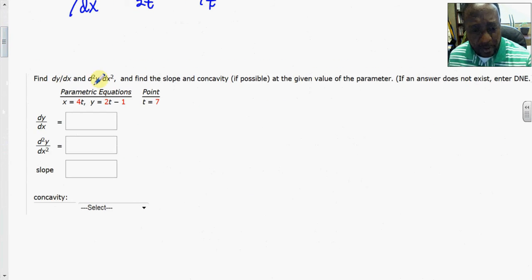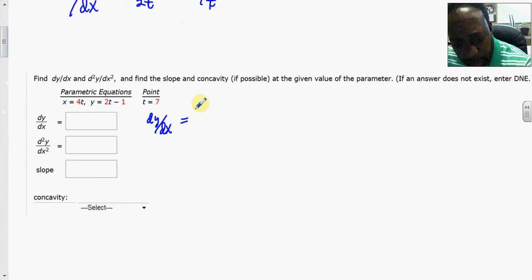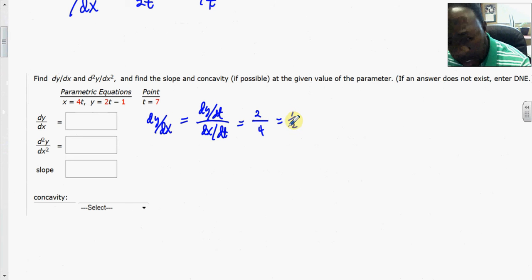Secondly, find the first and second derivative, and then find the slope and the concavity if possible, given the parametric equations x and y. And so dy over dx is first the dy over dt, and that's divided by dx over dt. Well, dy over dt is 2, and then dx over dt is 4. So we just get a half.